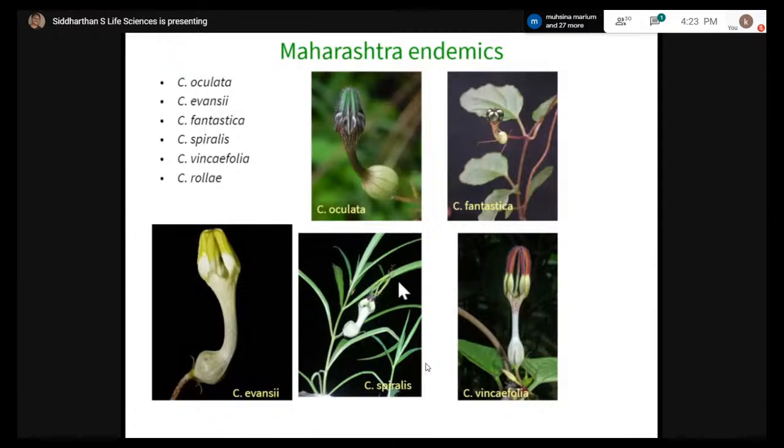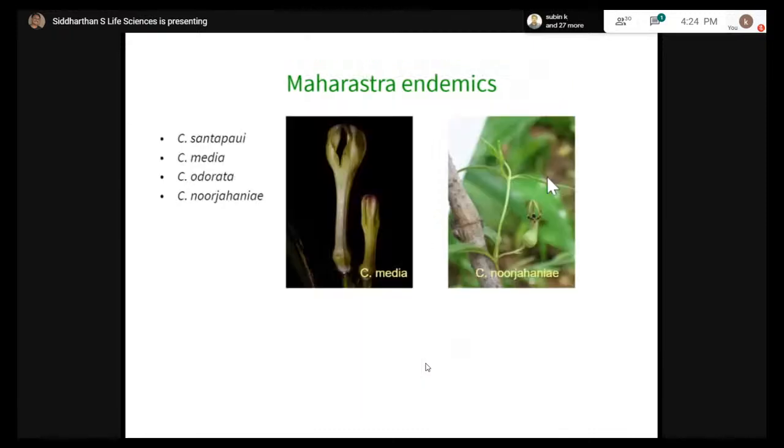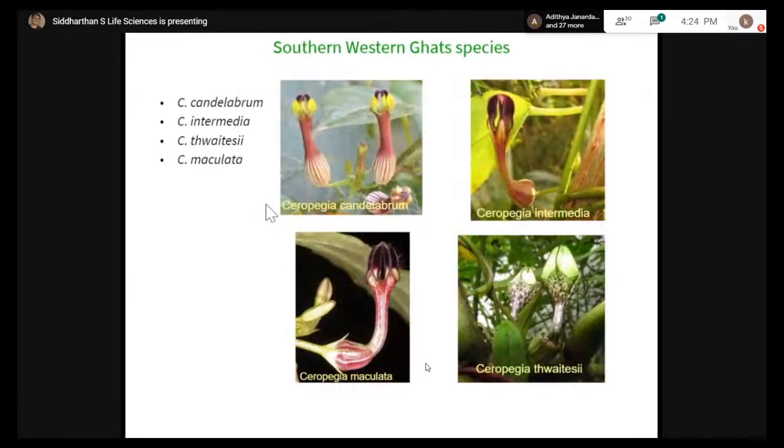You can see these are erect plants. These are not climbing spiral. As you can see, they are erect plants with linear grass-like leaves, whereas Fantastica has a normal, dicotyledonous leaf, not like a grass leaf. And many are climbers as well. So there's a lot of variation in the leaf also. Then we have again some of these: Santapa, Vimedia, Odorata, Nujahani, these are all Maharashtra endemics. There are almost 20 endemic species in Maharashtra. These can be considered northern Western Ghats species.